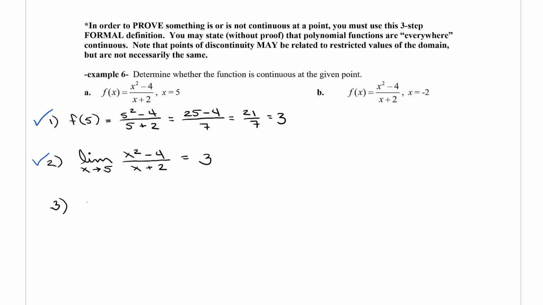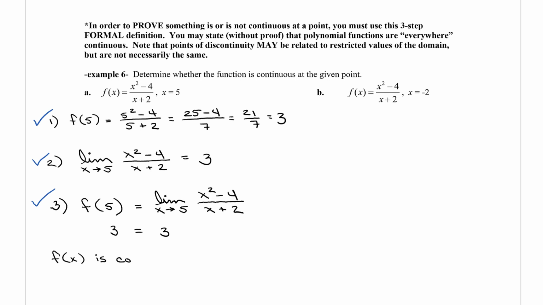So yes, it works. Step 3, f of 5 has to be equal to the limit as x approaches 5 of this function. So let's see, f of 5, yes, it is equal to the limit as x approaches 5 of x squared minus 4 over x plus 2, because we got the same value of 3 for both of these. So yes, it passes step 3. I put check marks next to each one of those steps to show it passed, because 3 is equal to 3. And so therefore, f of x is continuous at x equal to 5.